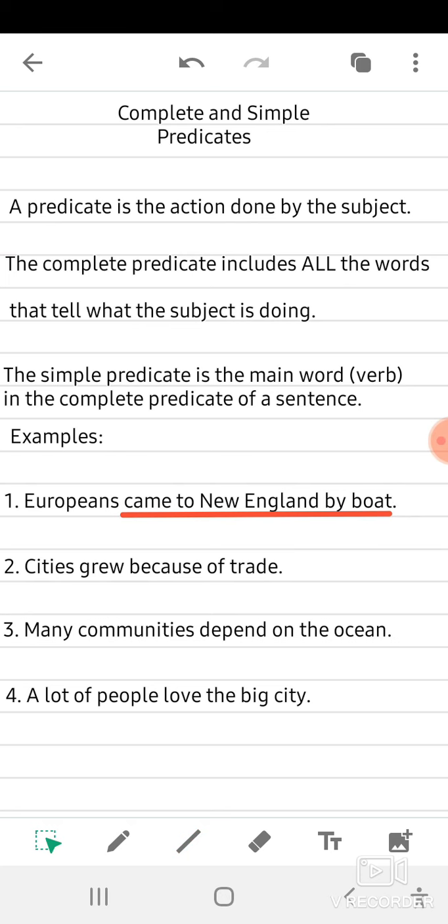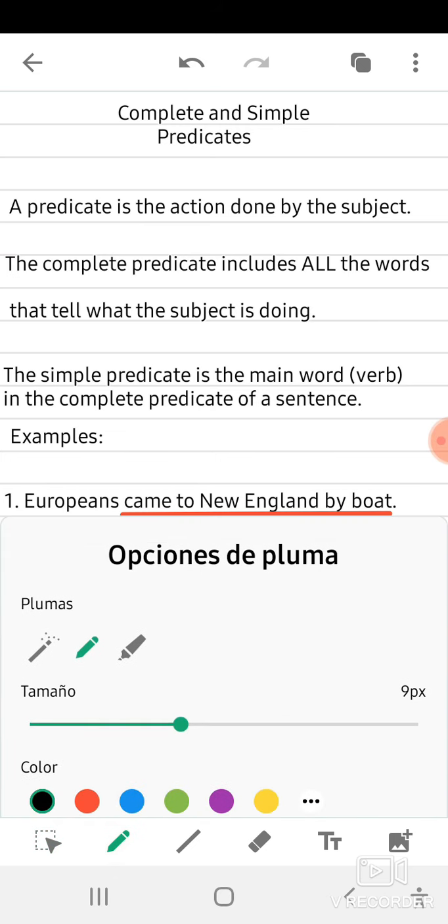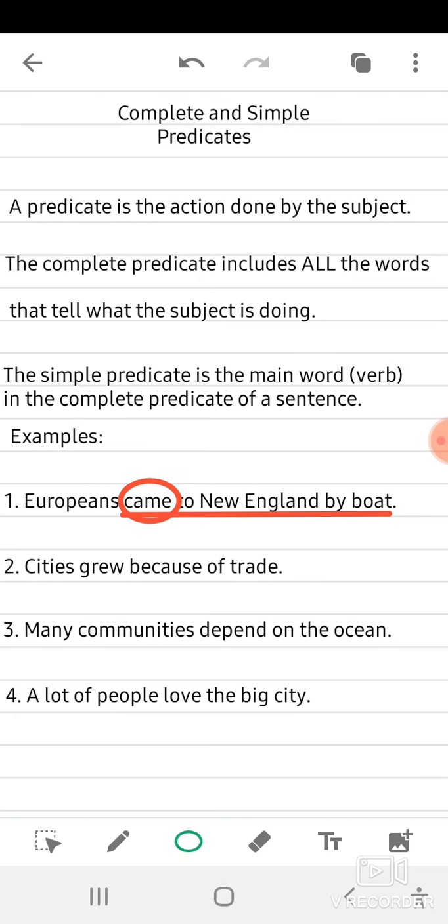Now, it is time to look for the simple predicate. The simple predicate is the main verb in the complete predicate. So what is the verb in this phrase? Of course, the verb is came, okay? So circle this word. Came is the simple predicate, and came to New England by boat is the complete predicate.